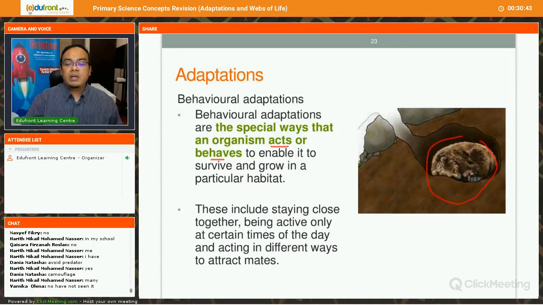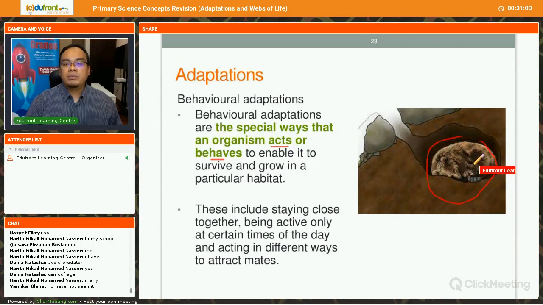Why? Because during winter, there's very little food and very little water. So to escape from the harsh condition, they will hibernate. Hibernate means they will sleep. They fall into a deep sleep for a very long period of time, for months.